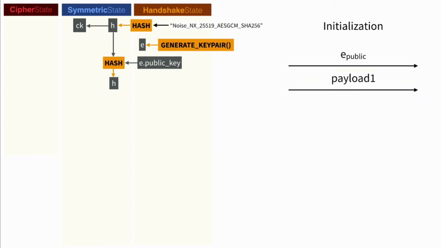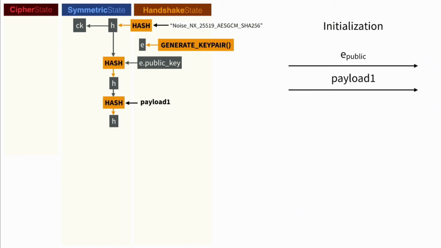Now it's time for the client to send a payload, whatever the client wants, can be empty. And we're going to do the same thing with the payload. We're going to hash the payload with the previous H value that we just got, and we get a new H value. This kind of looks like I'm absorbing everything I'm sending, or, as you will see later, receiving. So this is kind of a hint as to what I'm going to do later.